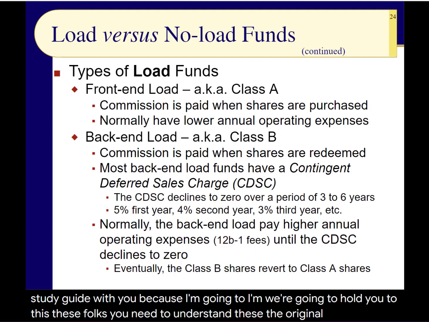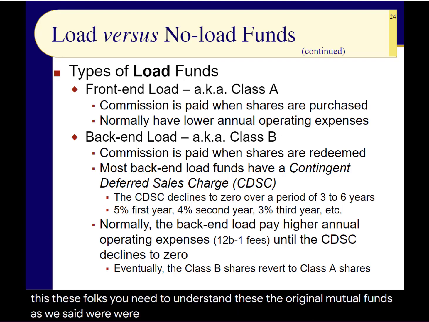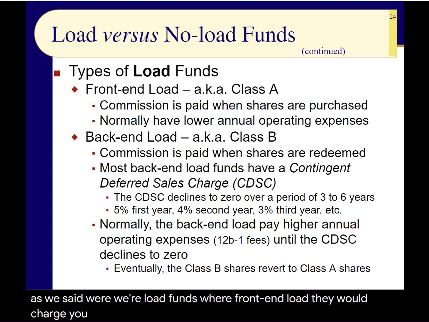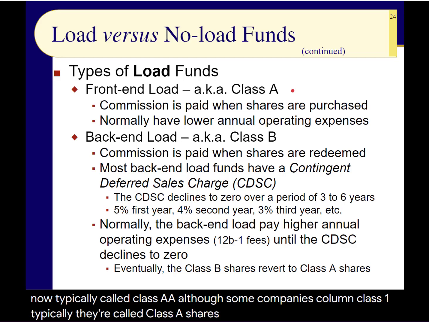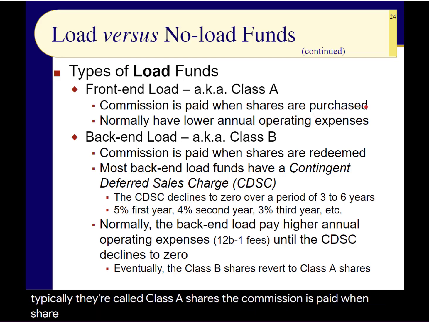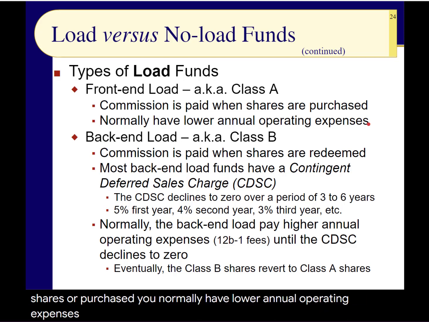The original mutual funds, as we said, were load funds, were front end load. They would charge you a commission when you bought the shares. They are now typically called Class A, although some companies call them Class 1. The commission is paid when shares are purchased. You normally have lower annual operating expenses in perpetuity. I love that word, in perpetuity.